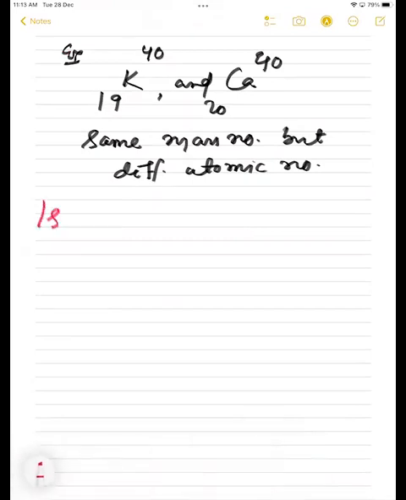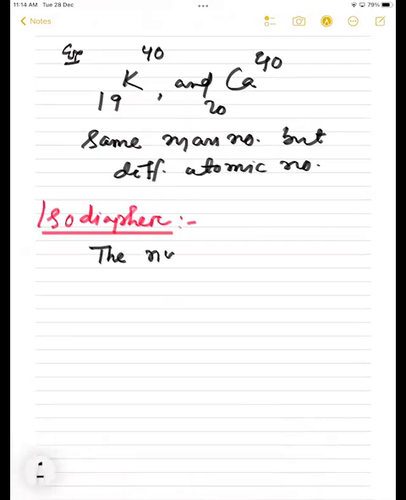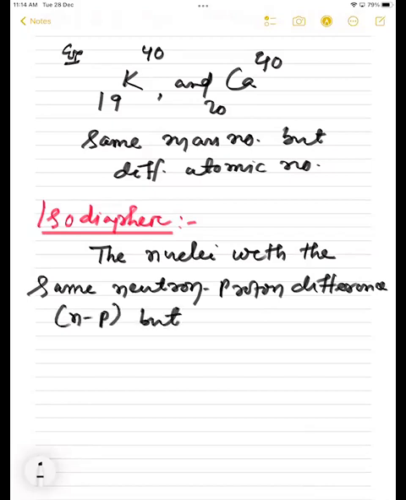Isodiapher, right? Correct. What is meant by isodiapher? See this one. The nuclei with the same neutron-proton difference, that is n minus p. These things you know, just reminding the things of chemistry, but different atomic number, right?